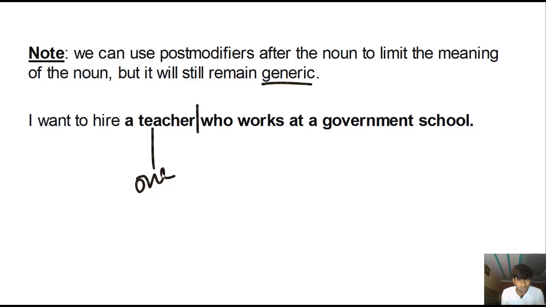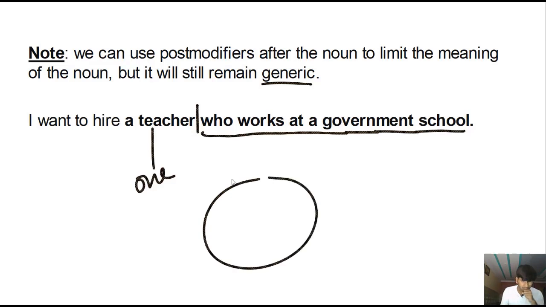If I want to limit the meaning of the word and still make it generic, still not refer to a particular teacher, I can do that using some information after the noun teacher. I want to hire a teacher who works at a government school. Who works at a government school? Now the meaning has been limited. I've limited the meaning of the word teacher. So before, it could be any teacher from any school, any university, private school, private university, but now I have made it a little specific. But the noun is not specific here, right?